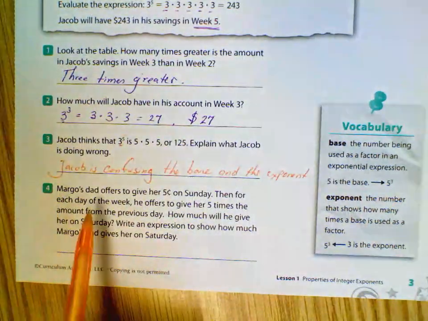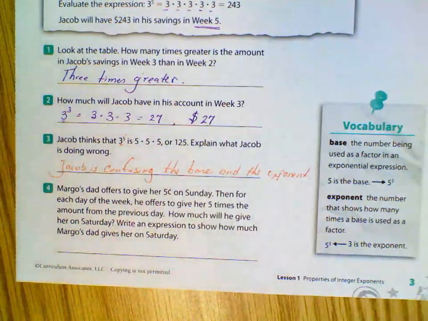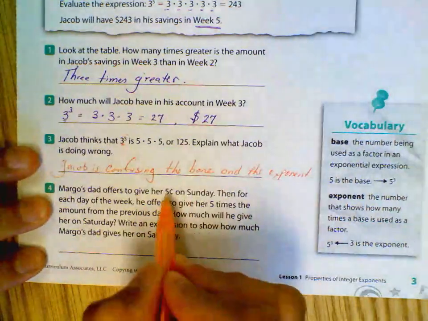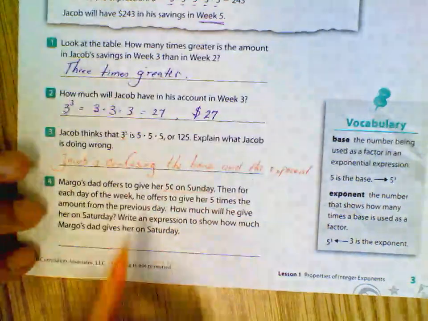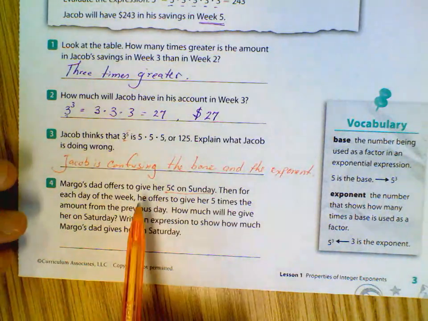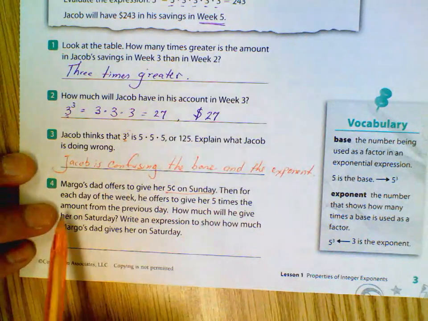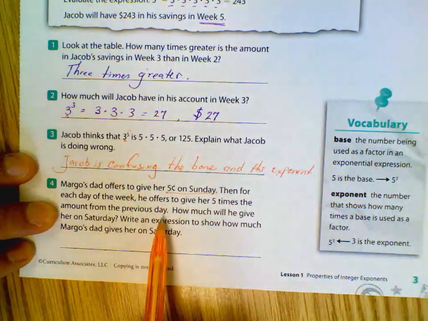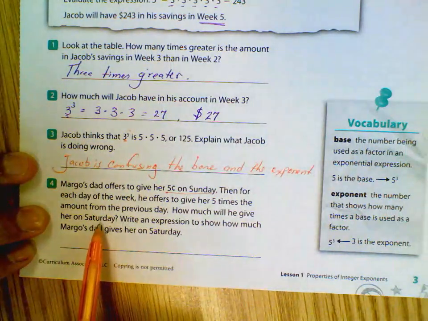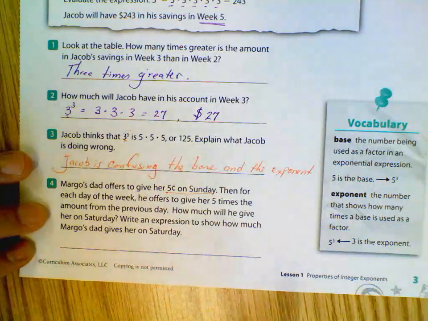Number 4. So now we have here, Margot's dad offers to give her 5 cents on Sunday. So I'm going to underline this one. So 5 cents on Sunday. Then for each day of the week, he offers to give her 5 times the amount from the previous day. How much will he give her on Saturday? Write an expression that shows how much Margot's dad gave her on Saturday.